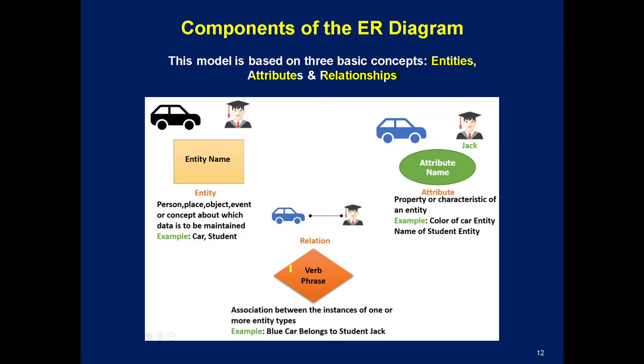And then, when we say relationship, it should be a verb phrase. You know what's a verb? It's an action word. So it should be a verb phrase and the association between the instances of one or more entities. Blue car belongs to student Jack. So asa ang relationship sa kanang word? That belongs to. So the blue car belongs to Jack, and this relationship is what we call belongs to. And that's the relationship between the two entities. So we have the entity object, which is car, and the entity person, which is Jack. And the relationship is that the car belongs to Jack.